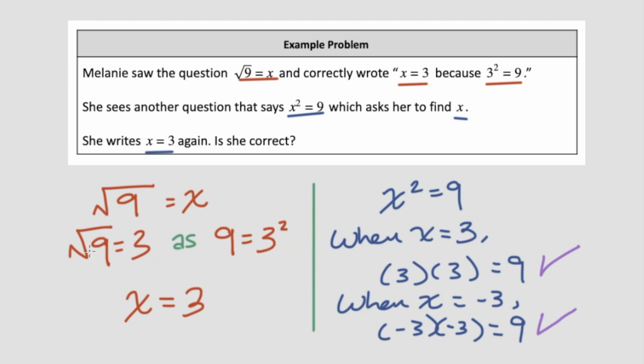When she writes x equals 3, that's half of the correct answer. She should have written x equals 3 and x equals minus 3 as well. There's more than one correct answer here, and she needs to get both to get full credit.